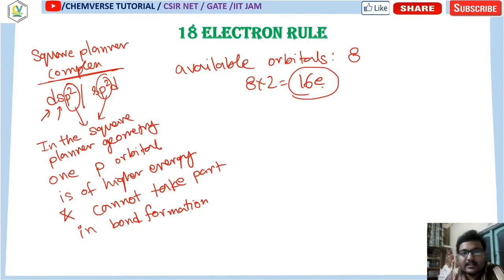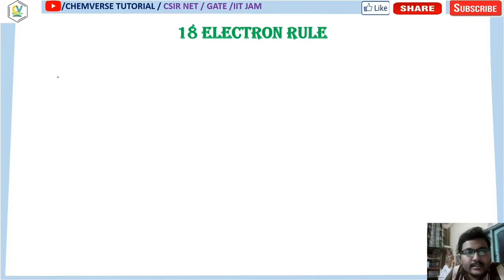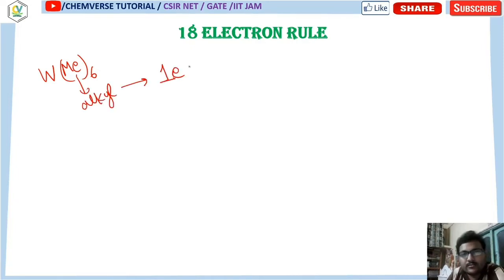Okay, so this is one case where the exception of the 18 electron rule is observed. Now another case is if you study this molecule of tungsten WMe6. Now this is the alkyl group, and this alkyl group contributes 1 electron. I will move on to that part, which group will contribute how many electrons. Anyway, for the time being you should remember that an alkyl group contributes 1 electron.